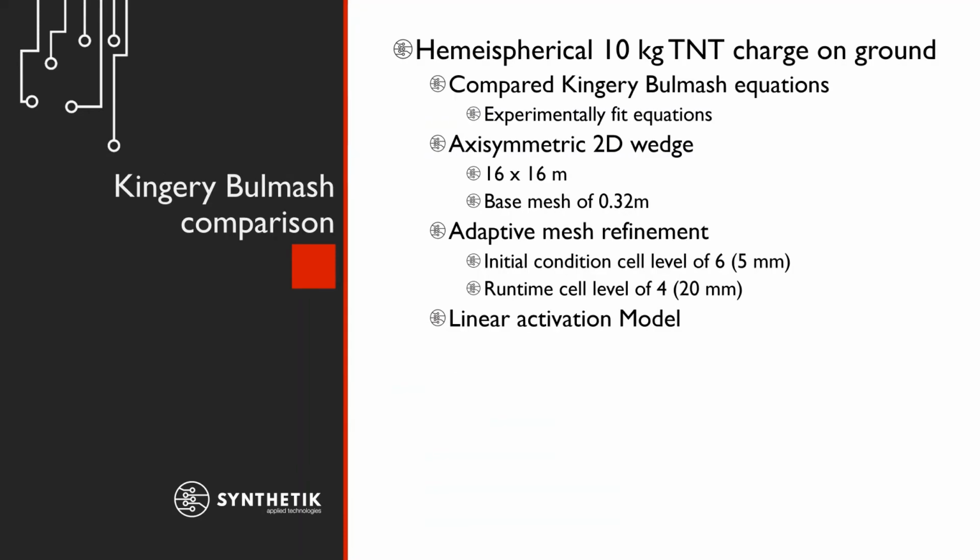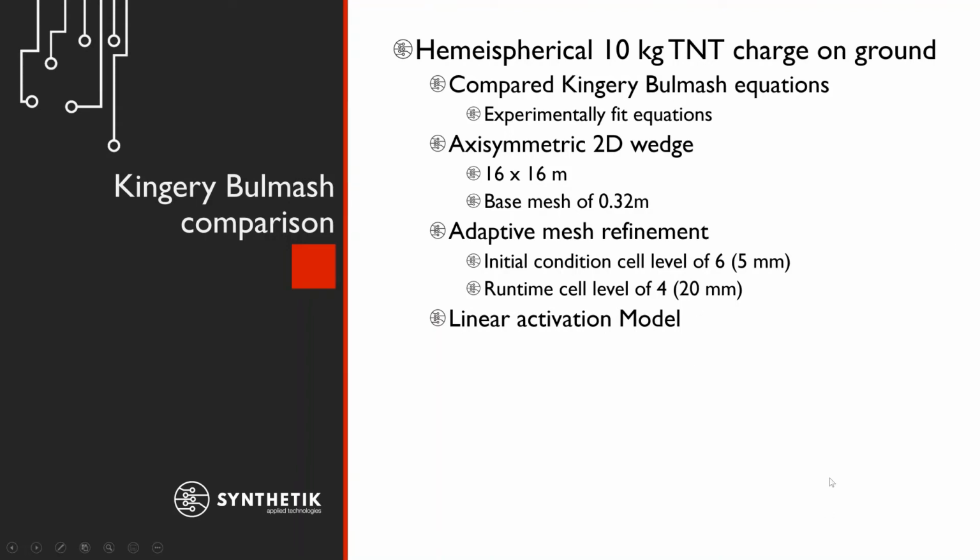Okay, so this case is called the Kingery-Bulmash equations, which is what we're going to be comparing to. So basically these are experimentally fit equations based on a hemispherical 10 kilogram charge of TNT on the ground. So we're going to be using an axisymmetric wedge. It'll be 16 by 16 meters. The base mesh is going to be 0.32 meters.